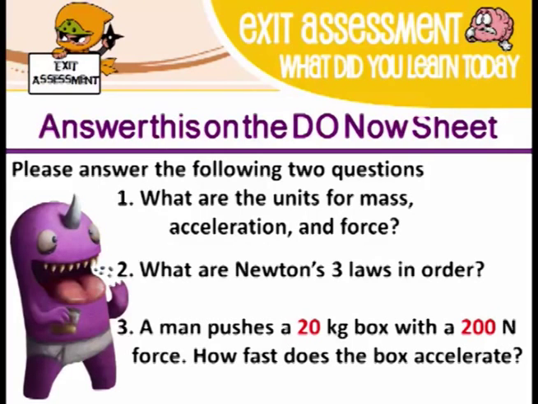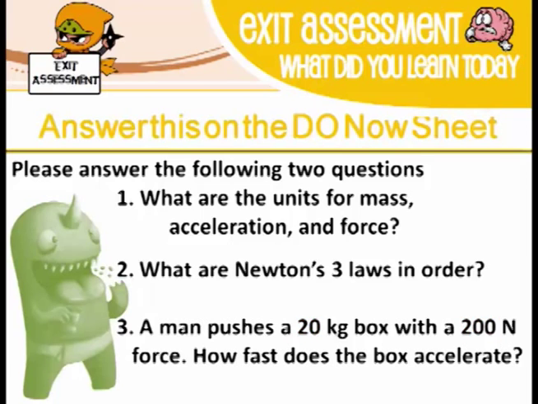So here we go. Please give me your attention up front. We're going to go over these answers real quickly. First one, what are the units for mass, acceleration, and force? Mass is measured in kilograms, acceleration in meters per second squared, and force is in newtons. Kilograms being kg, meters per second squared being m/s squared, and then our force of newtons, capital N.